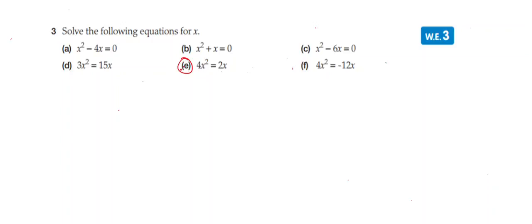This is for Year 10 Methods Pathways. We'll look at exercise 4.1. And 4.1 is all about solving equations. So solving quadratic equations.